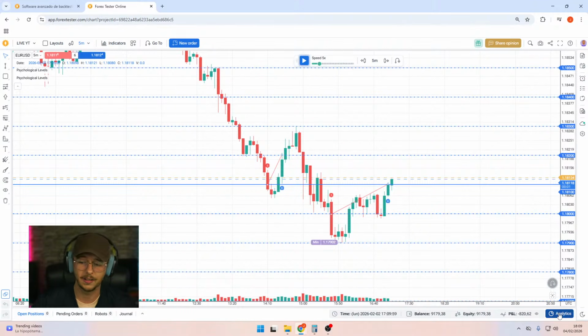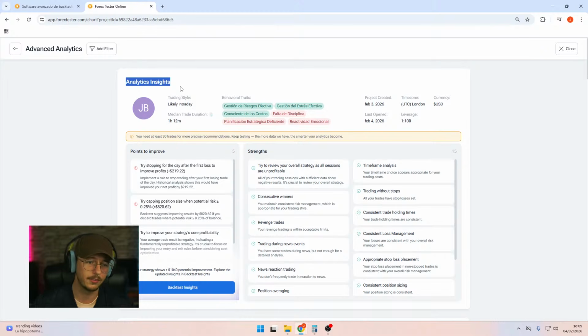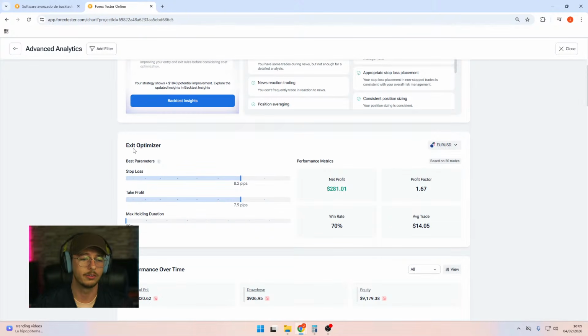If we come to the analytics, we've got the analytics insight that we're going to touch on in a minute, but we've got the exit optimizer. What it does is it's like having a trading robot running these thousands of backtests in the background while you're doing your backtest. And it will give you the most optimal stop loss, take profit, and the max holding duration. That is how long we should hold the trade when it's open.